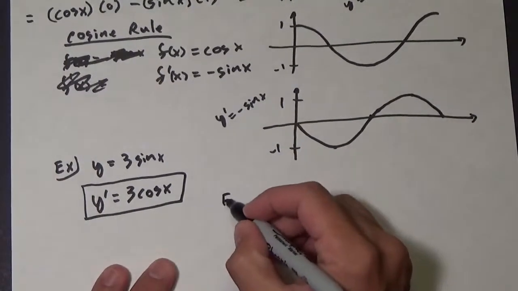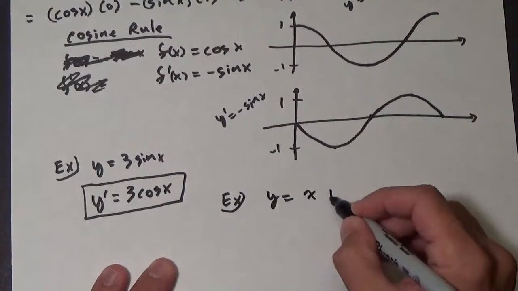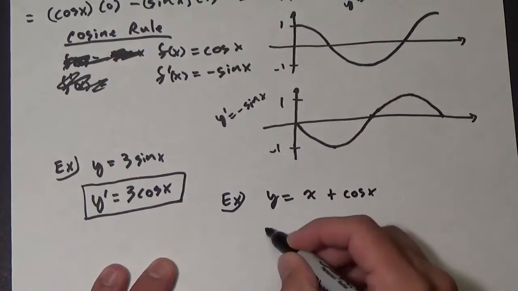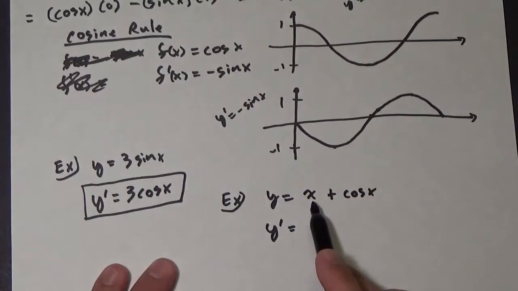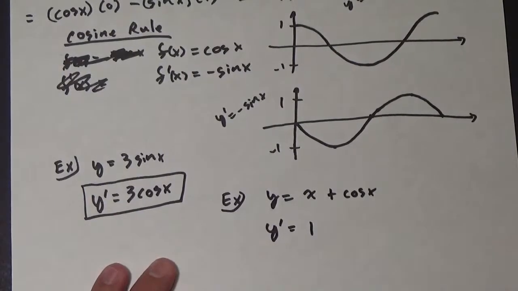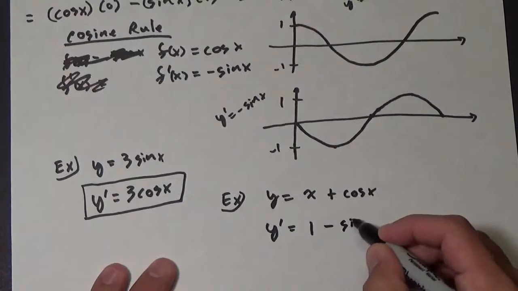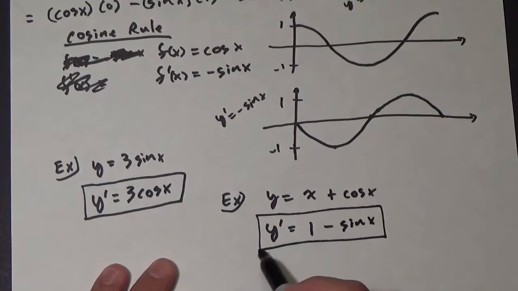If we have, for this example, let's say we have y equals x plus the cosine of x. And we want to take the derivative of that, so we still first have to take the derivative of x. The derivative of x is just 1. And then the derivative of the cosine is a negative sine of x. And that is easy enough.